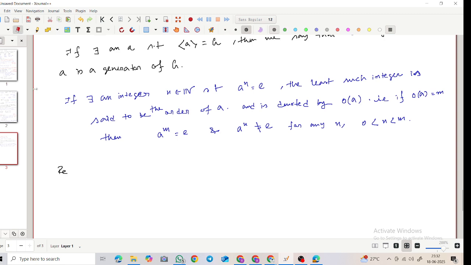Remark, or maybe I should write observation. You know what? This thing, the order of a subgroup, that is the cardinality. Maybe I should write if G is finite, can you show that?